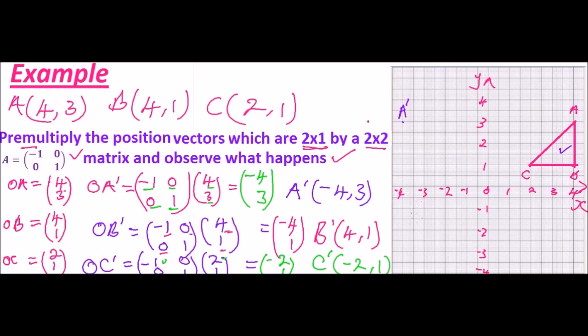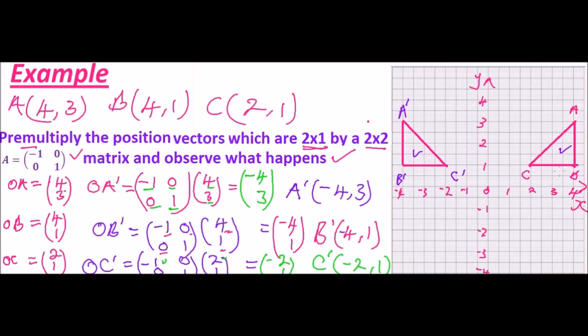Then we have B, that is minus 4, 1. That will be our new position of B. And we have our C, which is minus 2, 1. So that will be our C prime. So we join the 3 points to come up with our triangle. Now this is our new triangle, which we call the image of our triangle ABC. Now, if you observe the two triangles, what has happened to this triangle?